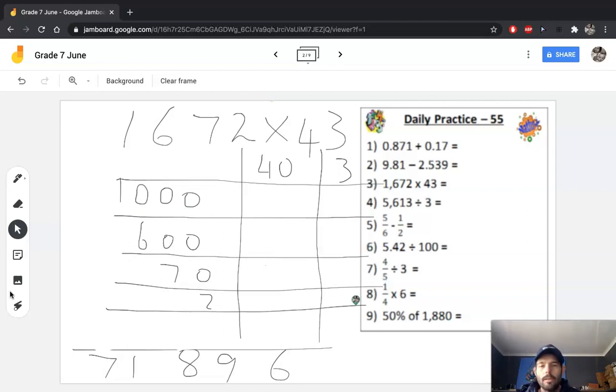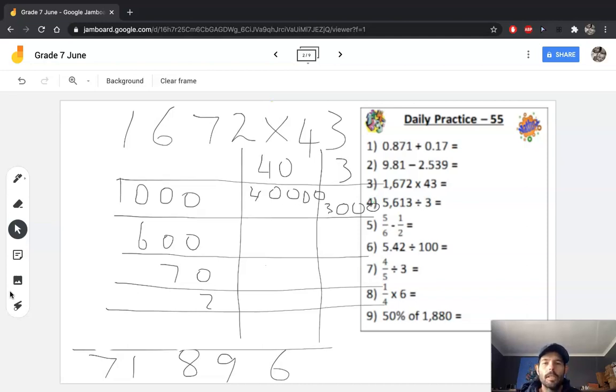Okay, so 1,000 times 40. We know 1,000 times 4 is 4,000. So 1,000 times 40 must be 40,000. Squeeze that in there. 1,000 times 3 is 3,000. My apologies about running out of space, but I'm sure you'll get the idea.